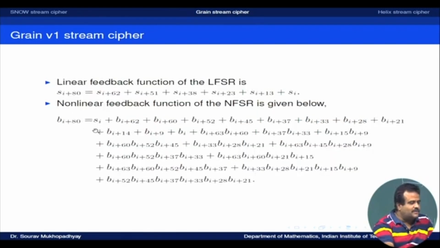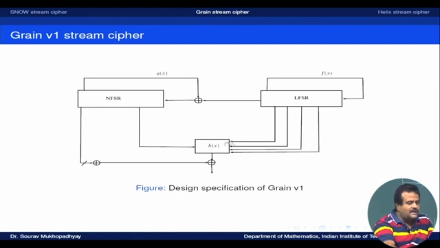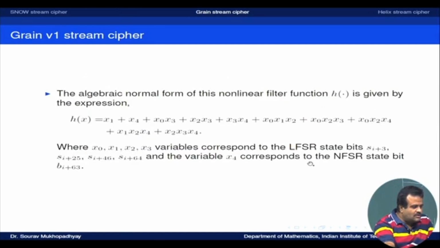So what is X? Let us go back to the picture. So H is taking how many bits? H is taking 4 bits from the LFSR and 1 bit from the NLFSR, and that is the input of H, and H of X is the output here. So 4 bits from the LFSR and 1 bit from the NLFSR. So which 4? So this is our H function. So X0, X1, X2, X3 are coming from the LFSR, and X4 is coming from the NLFSR, and this is the H function.